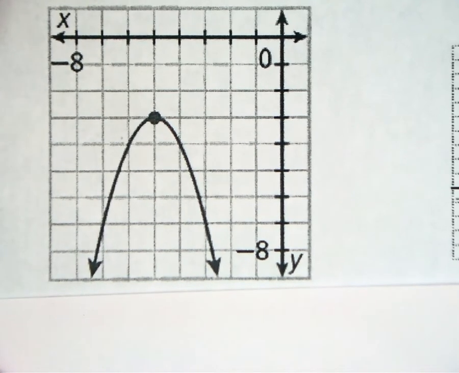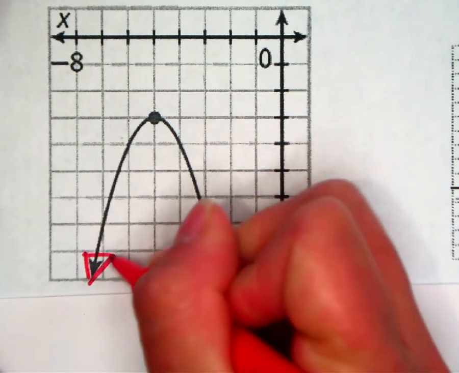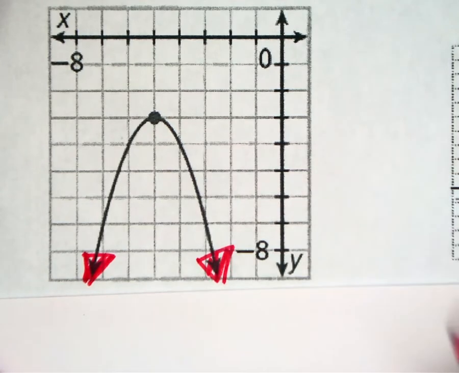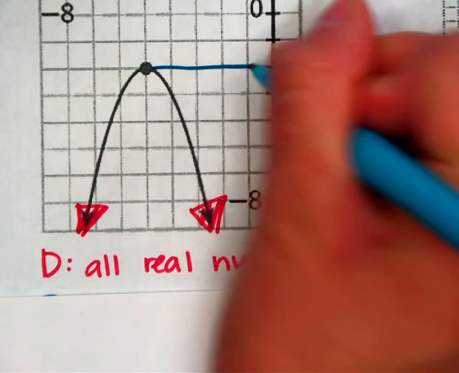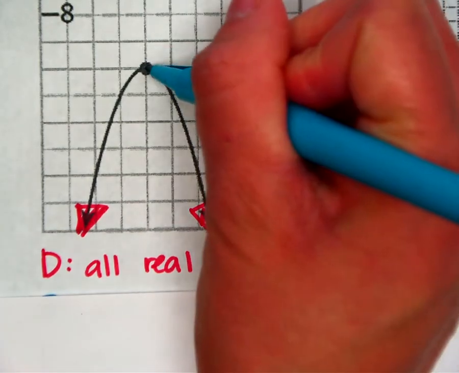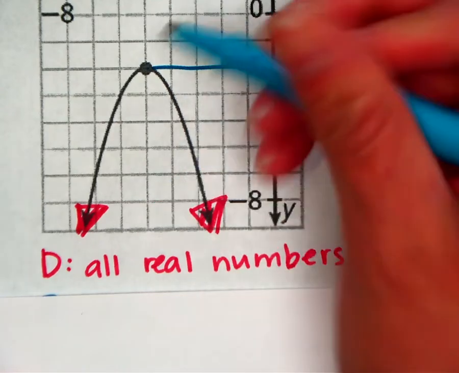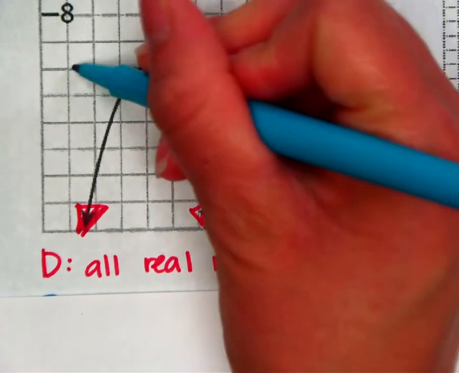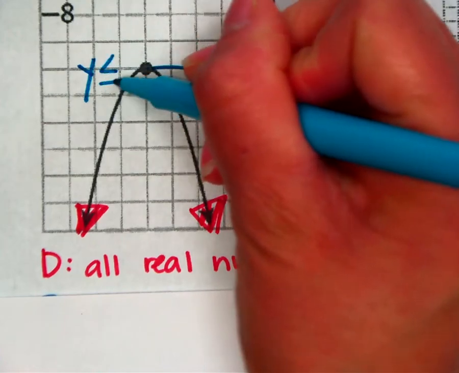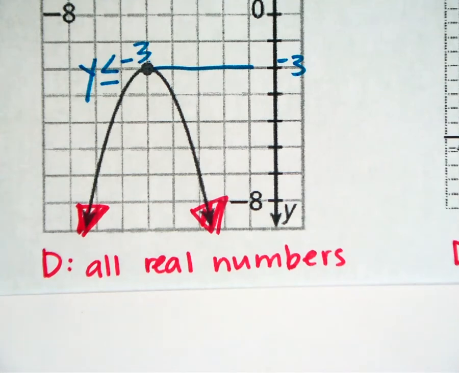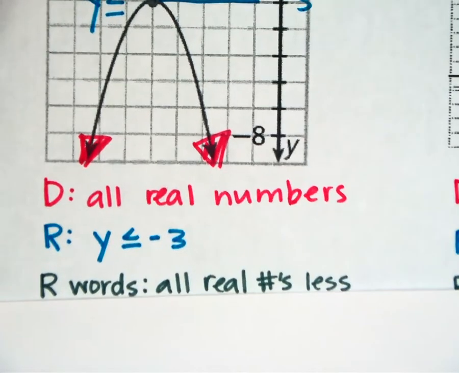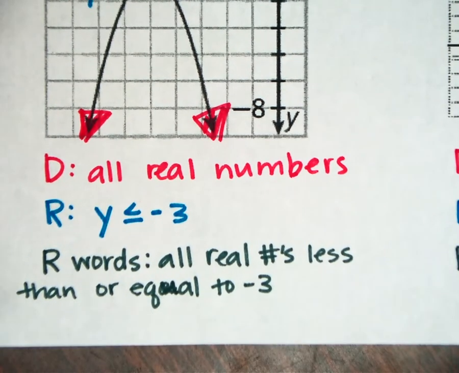Now let's look at two more examples. Here, your graph is facing down, and it has arrows, so we should automatically know that the domain is not restricted. Your x values are not restricted, so the domain is all real numbers. The range, if I look at the highest point of this graph, this point is going to be at -3 for the y values. And if it's going down, then it's including all of the values that are less than -3. So because this is facing down, y is less than or equal to -3, the y value from that highest point. So in words, all real numbers less than or equal to -3.